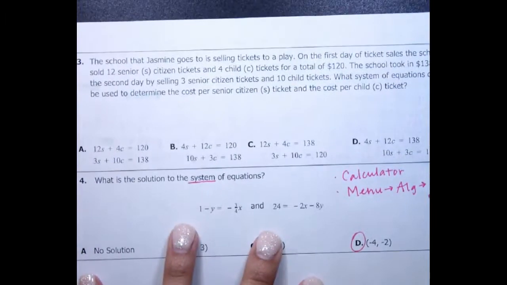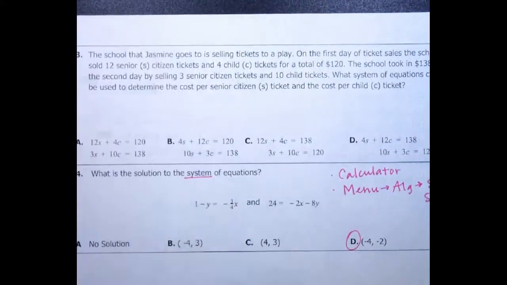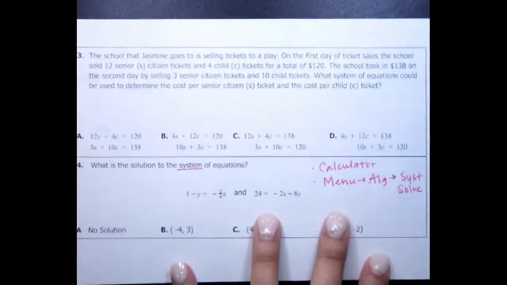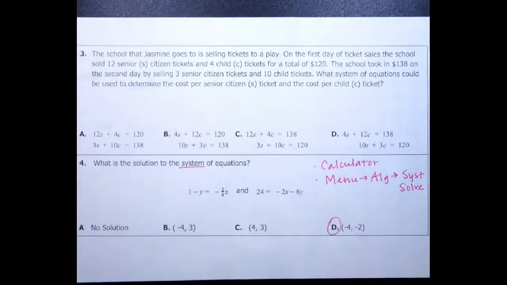Now number 3 cannot be done in the calculator. So we're going to have to do this one by hand. What I'm trying to do here is turn these words into 2 equations. And I know I need 2 equations because if I look at all of the answer choices, they each have 2 equations. Usually if you take this sentence by sentence, it'll be a little bit easier.